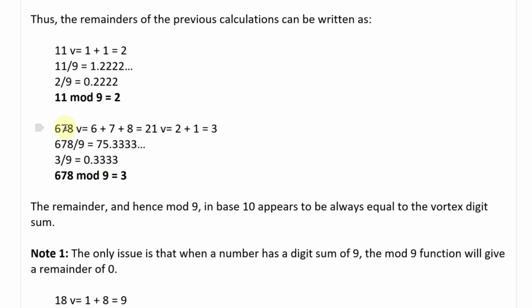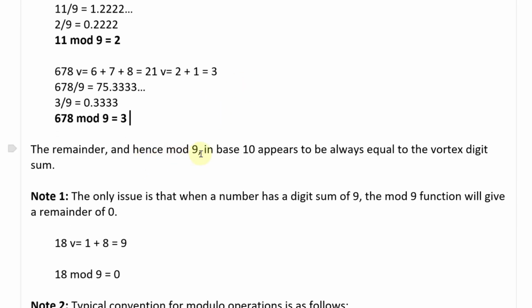And similarly here we have 678v equals, this is 6 plus 7 plus 8 is 21, v equals 2 plus 1 is 3, and then 678 divided by 9 is 75.333, 3 over 9 is 0.333. Or you could just write 678 mod 9 finds the remainder. And it's always 3. Yes, it's always the same thing.